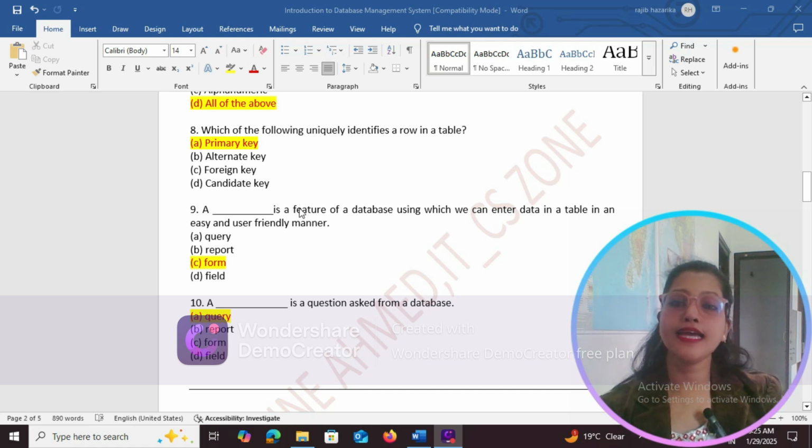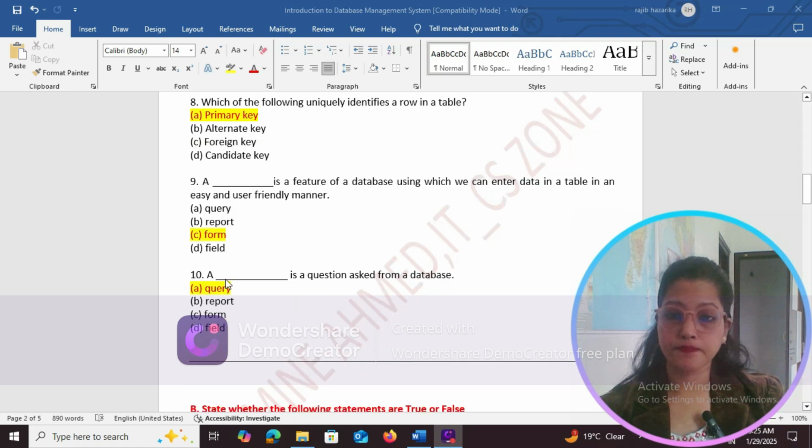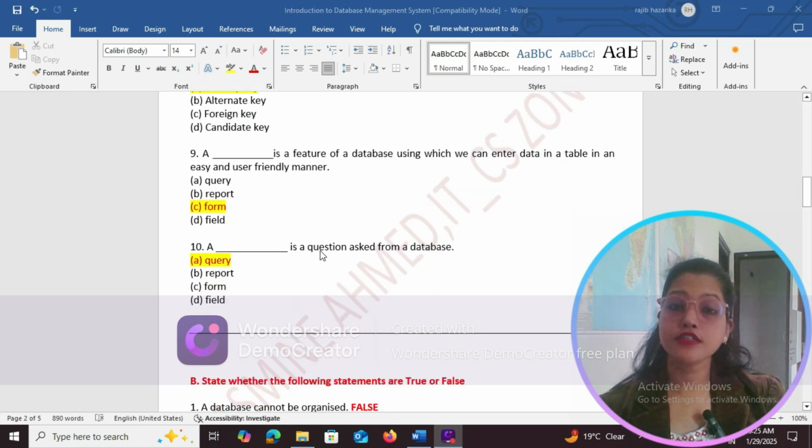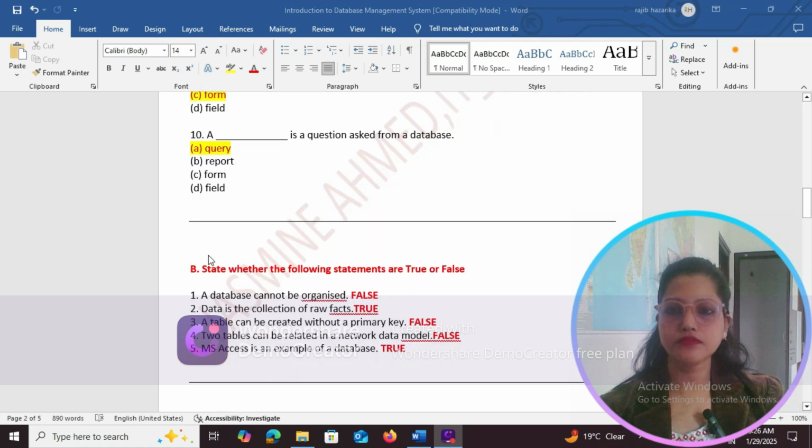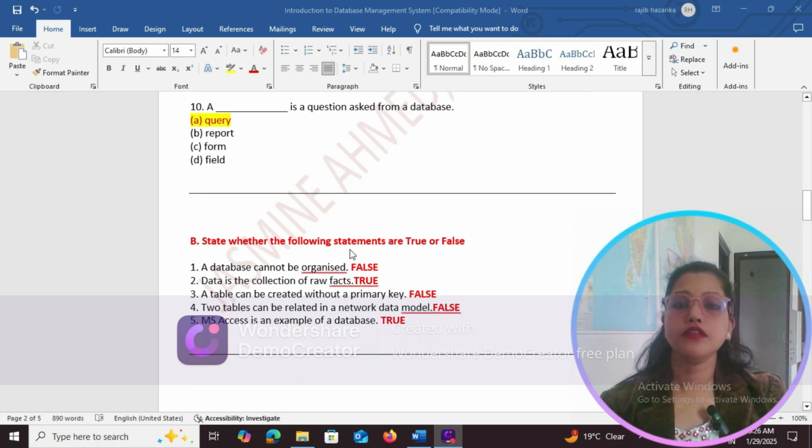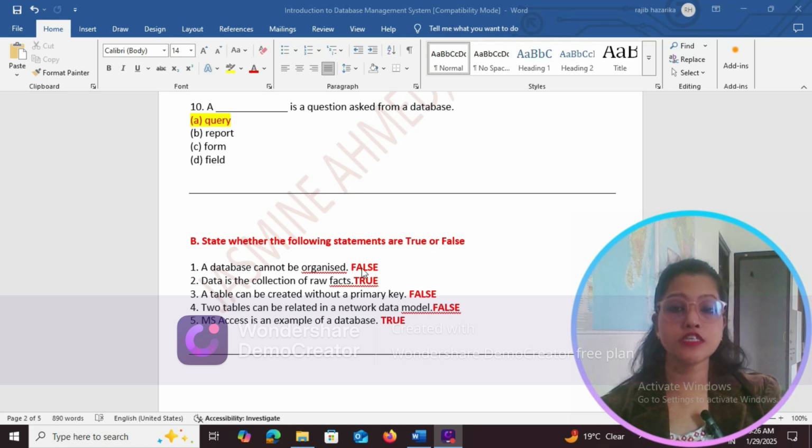Ninth question, a dash is a feature of database using which we can enter data in a table in an easy and user-friendly manner. So it is form. 10th question, a dash is a question asked from a database. It is query. Now state whether the following statements are true or false. Number one, a database cannot be organized. It is absolutely wrong because a database should be organized. So it is false.